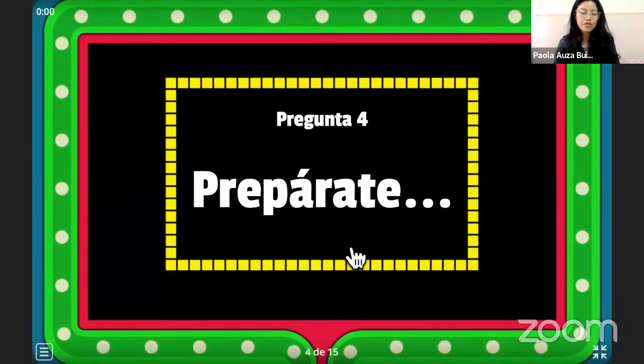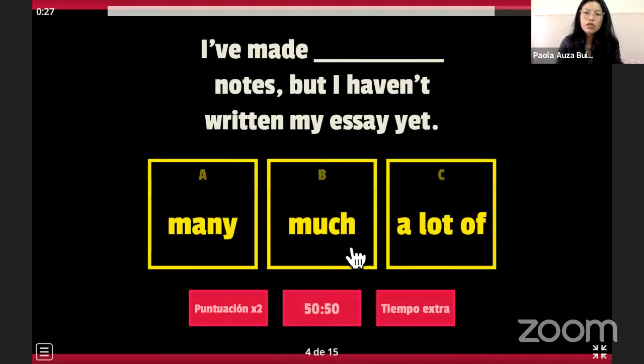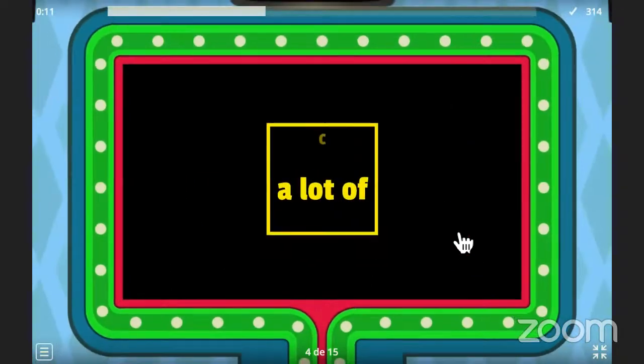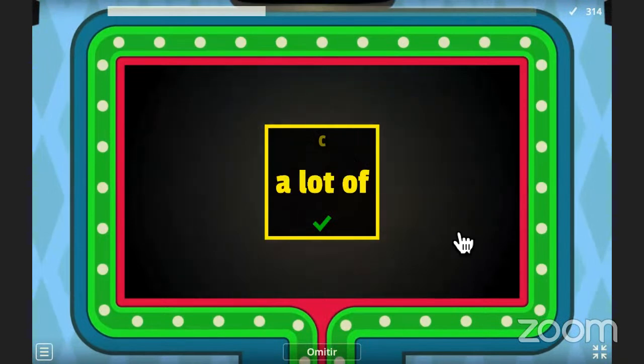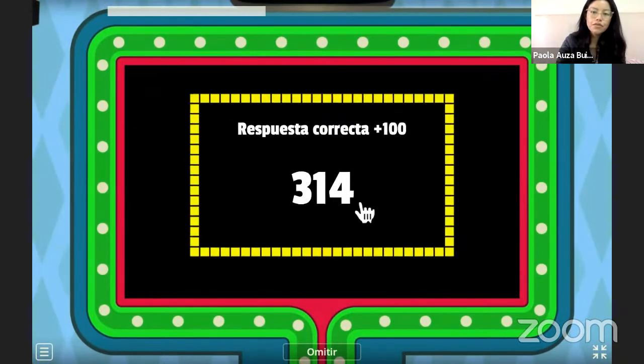Okay, question number 4. I've made a lot of notes. Are notes countable or uncountable? I made a lot of notes. Let's see. Yeah, great job. And it's for both, no?